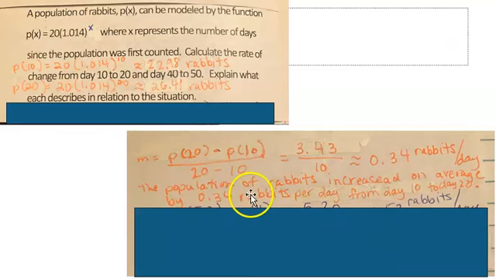So I have my rabbits per day as my units, but I also tell you from day 10 to day 20. It's very important that you tell me this interval of time from when to when, because otherwise it could have been, for example, from 40 to 50. So that interval of time is going to be very important when you're explaining what it means for the rates of change.